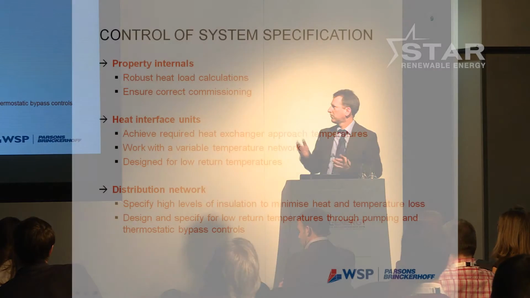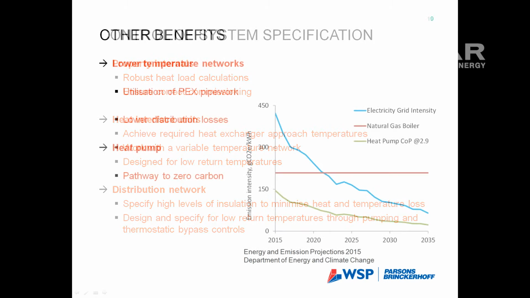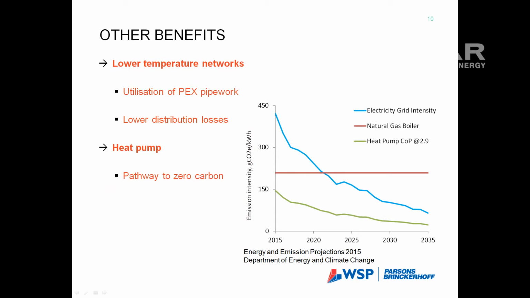So this led to the conclusion that control of the whole system specification was vital. You've got to get the property internals right, and ensure the correct commissioning. Heat interface units have got to be correctly designed to cope with the low and variable temperatures and low temperature distribution network. That means we can use polymer pipe, which is cheaper and easier to install and has lower losses.